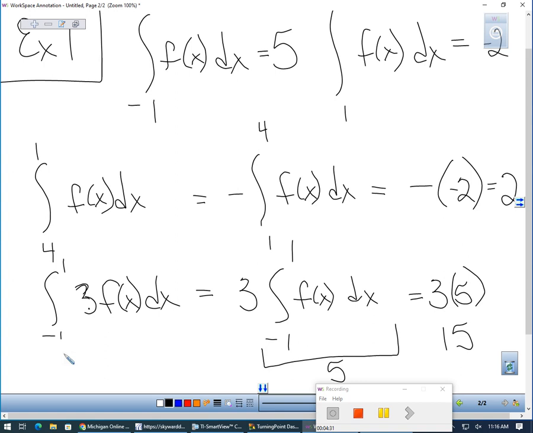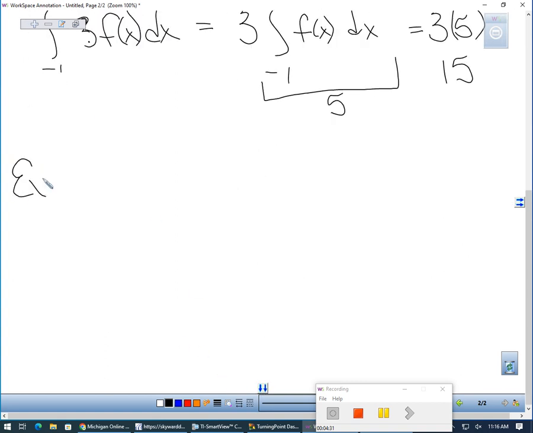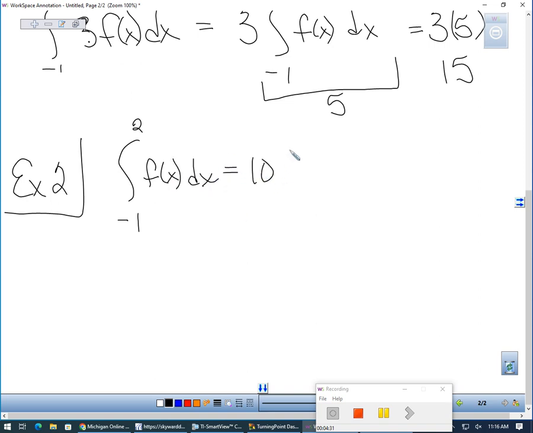Let's try another one. Let me try example number 2. Maybe I'll clear this up a little better. Example number 2. Let's say I have an integral that goes from negative 1 to 2 of f of x dx, and we want that to equal 10. Let's say I have an integral that goes from 2 to 4 of f of x dx, and that equals 12.